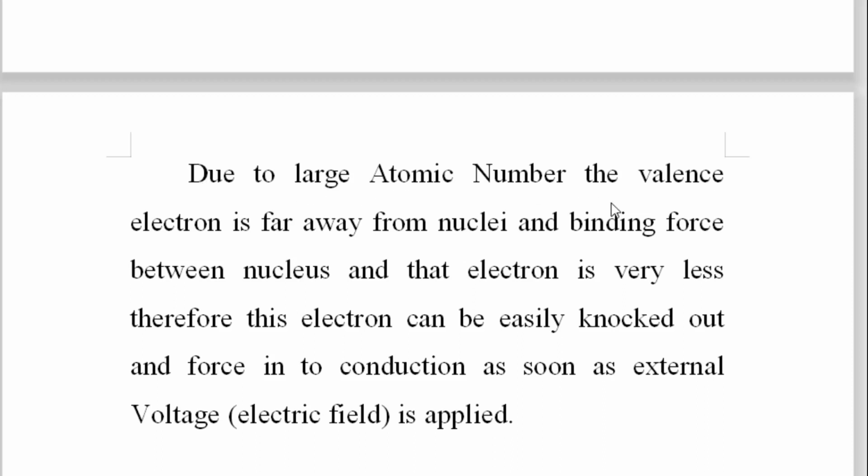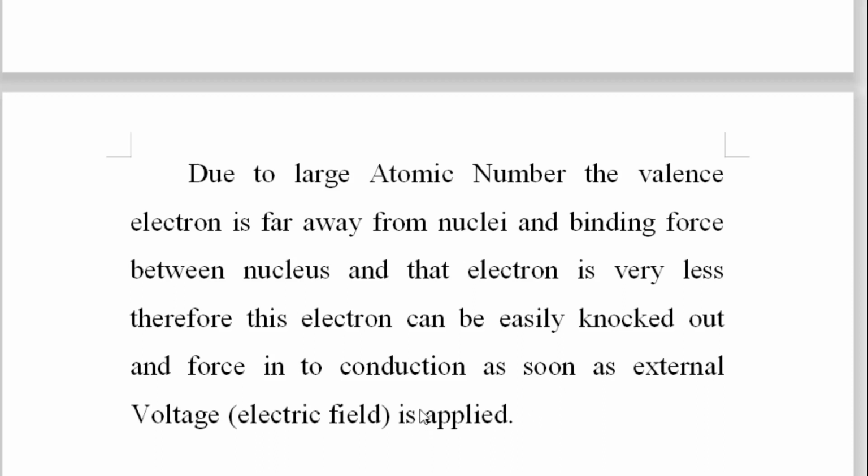Due to large atomic number, the valence electron is far away from the nuclei, and the binding force between the nucleus and that electron in the valence band is very less. Therefore this electron can be easily knocked out and forced into conduction as soon as an external voltage, that is an electric field, is applied to the metal.